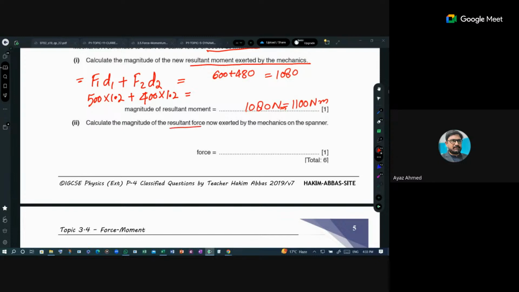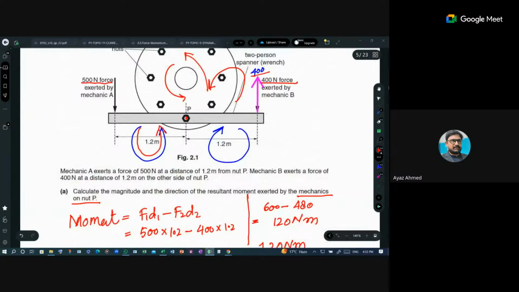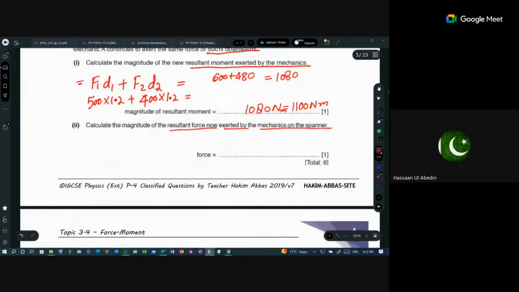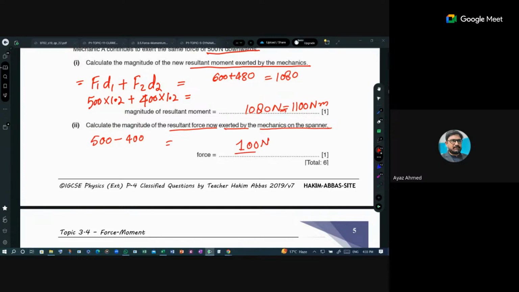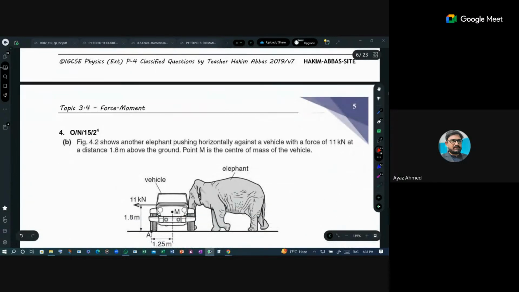Calculate the magnitude of the resultant force now exerted by the mechanics on the spanner. So how much force do they exert on the rod or on the spanner? One is applying 400 Newton upward, the second one is applying 500 Newton downwards. So what is the resultant force? 500 minus 400, so it is 100 Newton. If you use a negative sign, it means upward or downward, but it's fine, no issue at all.